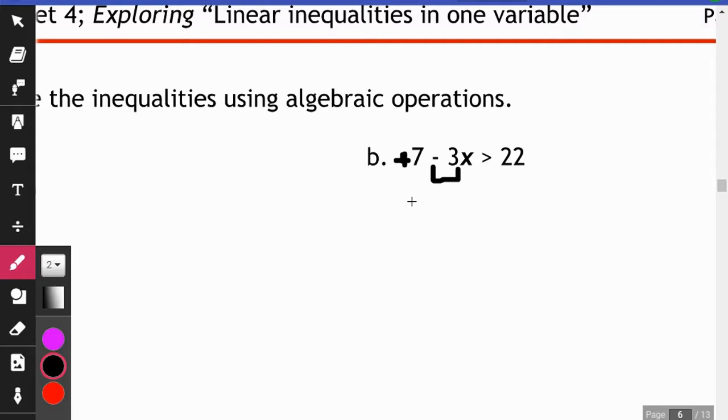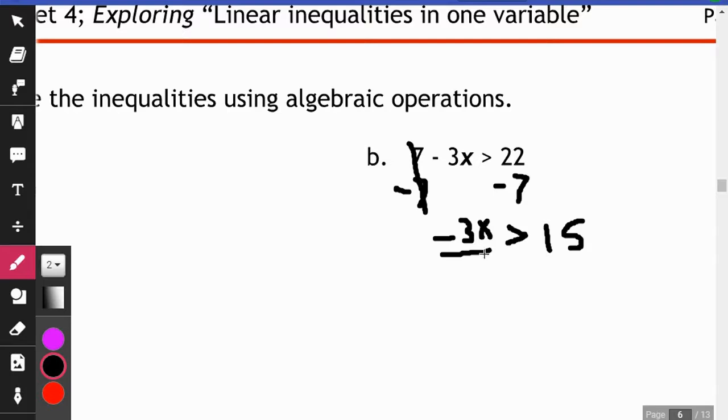So if I want to get rid of the 7, I need to do the opposite of plus. I need to subtract 7 from each side. Minus 7. I'm going to get rid of this 7. All that's left is a negative 3. The negative goes with the number to its right, always. Okay, and 22 minus 7 is 15. I want to get rid of negative 3, so I'm going to divide by negative 3. What did we learn about dividing by a negative? We have to turn this around.